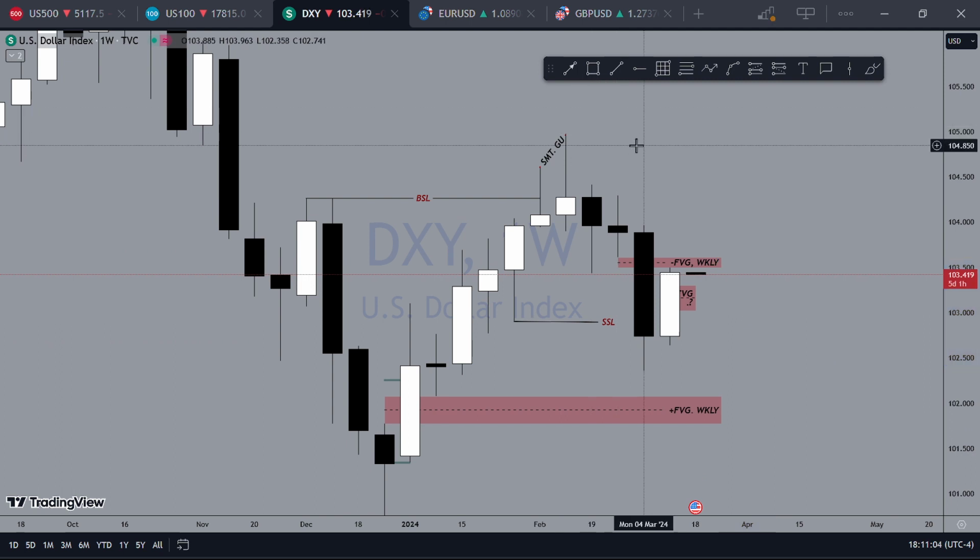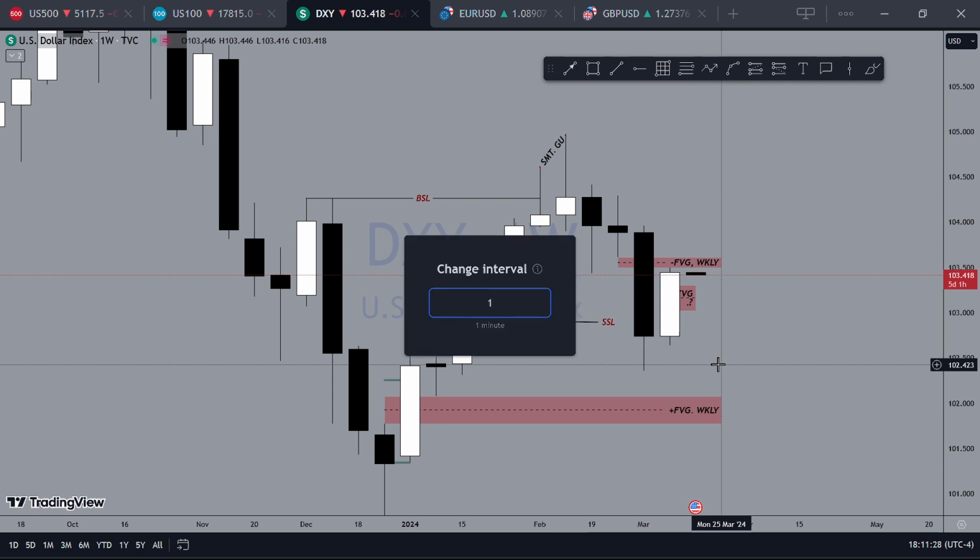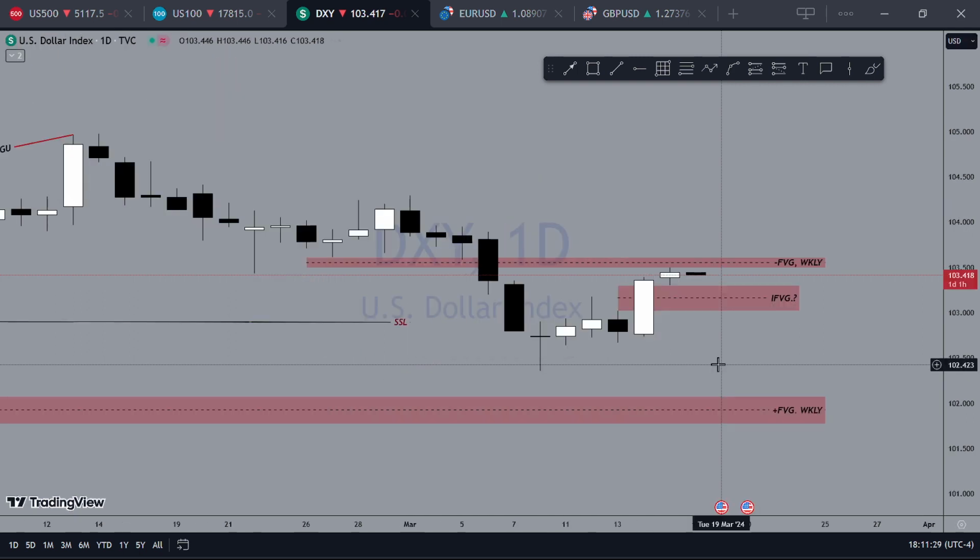Now, according to seasonal tendency for the dollar in March, the tendency is bearish. Seasonal tendency for the dollar is bearish, and for foreign currencies it is bullish. So yeah, price action is confirming with the seasonality. So I'm expecting bears. But let's quickly have a look at the daily chart, which is a little bit interesting.